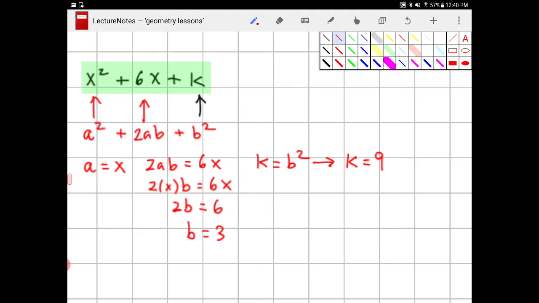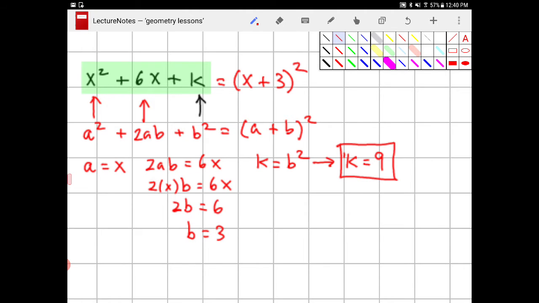So k is equal to 9. In other words, this then translates into x plus 3 quantity squared, because again, this translates into a plus b quantity squared, right? So k is equal to 9.